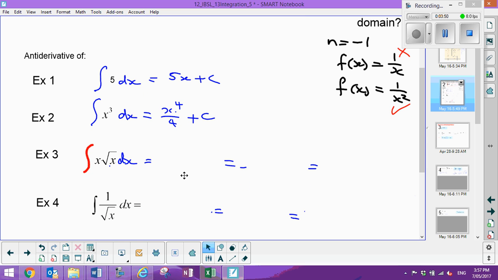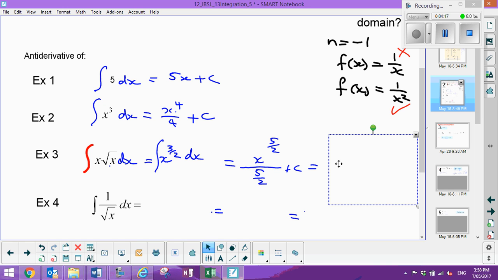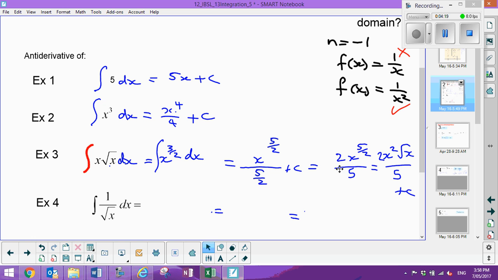If we've got a mixture of terms in x that are multiplied, and they're both just x's, first job is to make them as 1 power. So remember that x is the same as power of 1, root x is a half, 1 plus a half is 3 on 2. So now we can just do our rule by adding 1 to our power, makes 5 on 2, divide by the new index, plus constant, and then tidy it up to make it look neater.